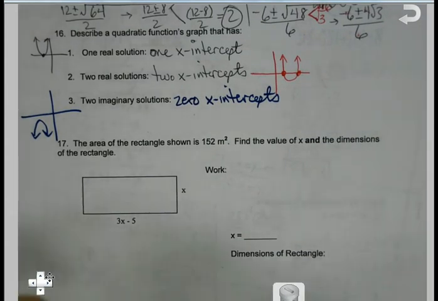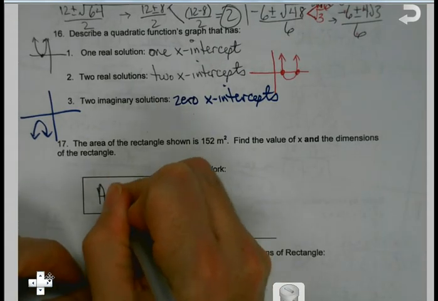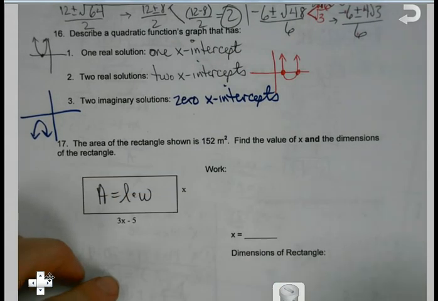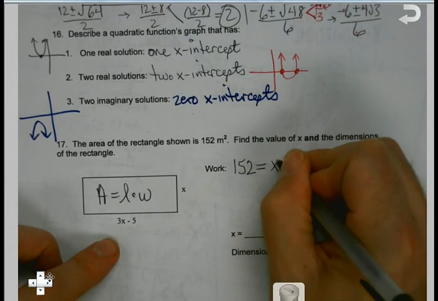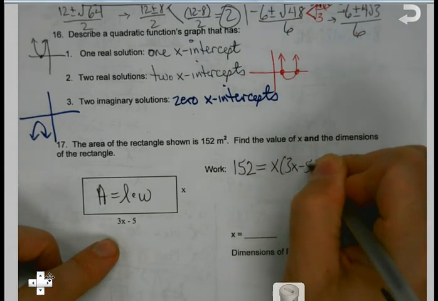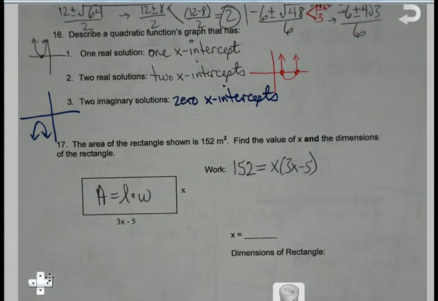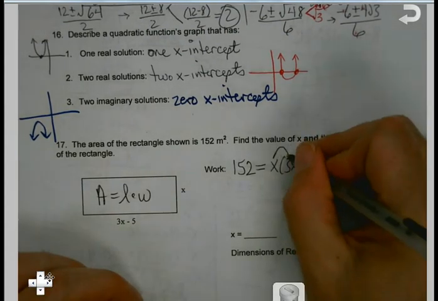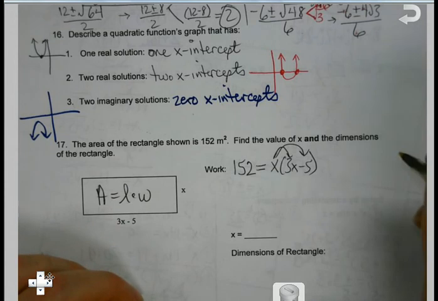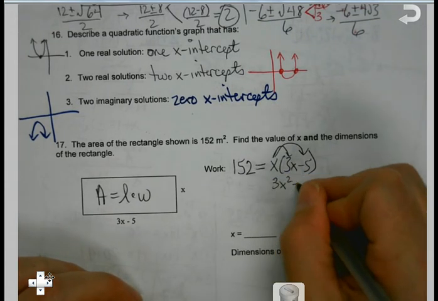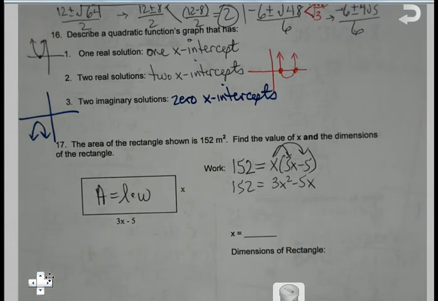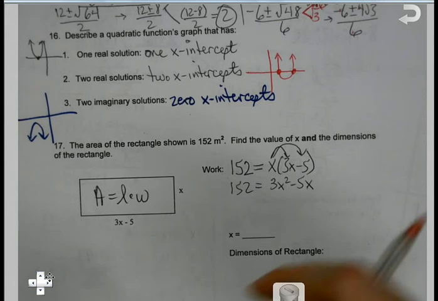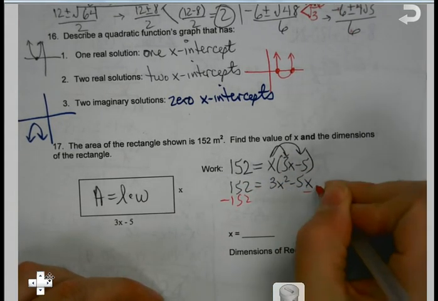Area of the rectangle shown is 152 square meters. Area is length times width. Doesn't matter which order I put those in. So now I'm going to distribute that through. And no matter which way I want to do this, I'm going to go ahead and bring the 152 over. And again, when I bring the 152 over, I have to do it with an opposite.